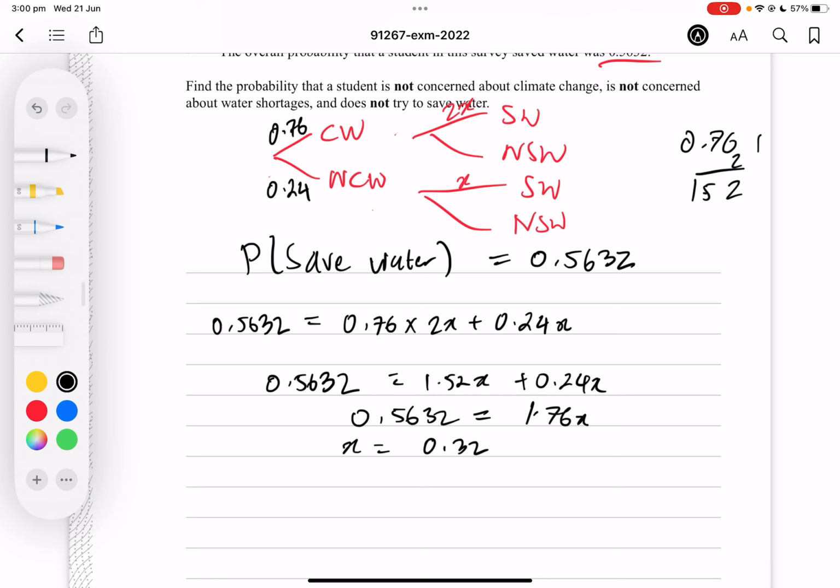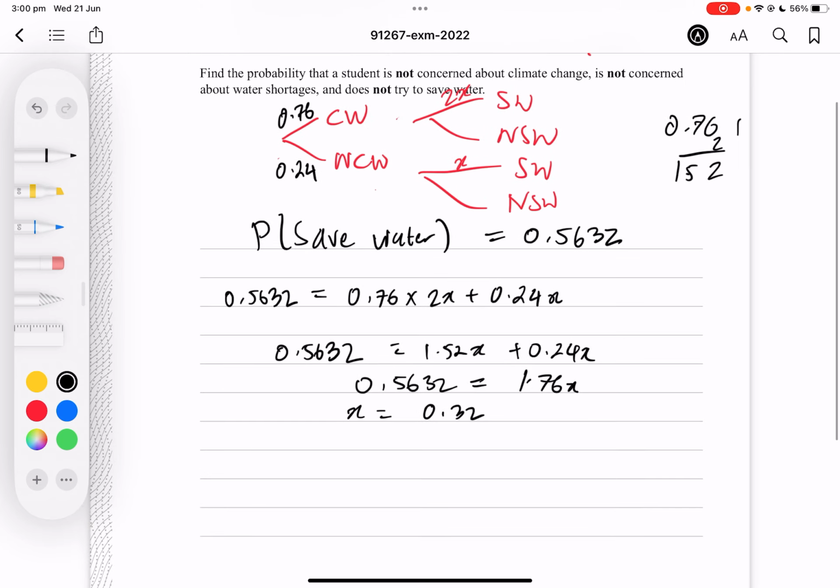And we want to find the probability that a student is not concerned about climate change, not concerned about water shortages, and does not try to save water. Okay, so in this case, not concerned about climate change is 0.3. So the probability of not CC, not water shortages, no save water, is equal to 0.3.